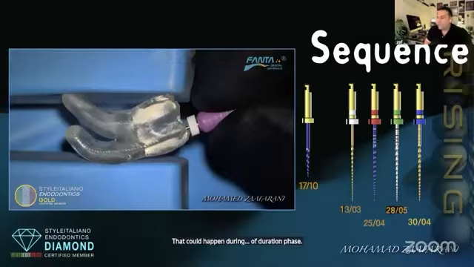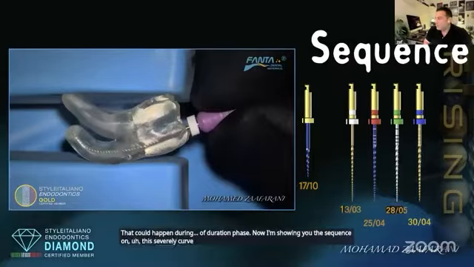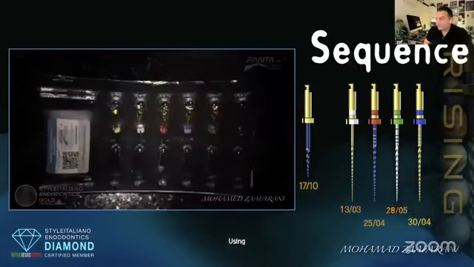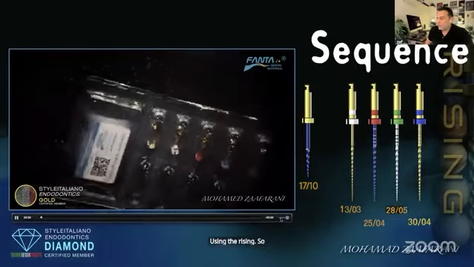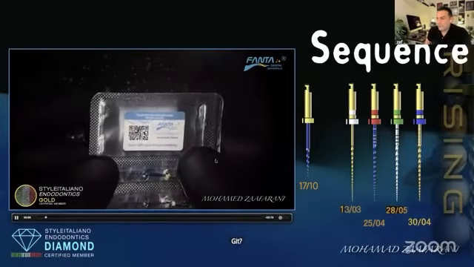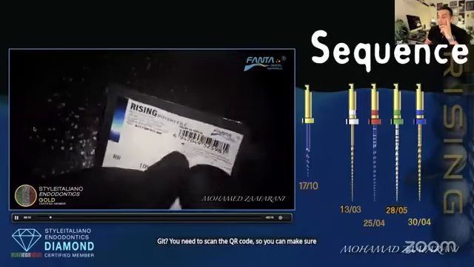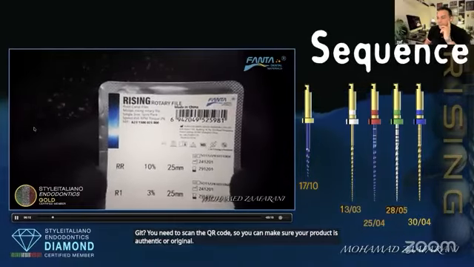Now I'm showing you the sequence on this severely curved lower molar using the Rising. So here is our kit. You need to scan the QR code so you can make sure your product is authentic or original, not a copy.